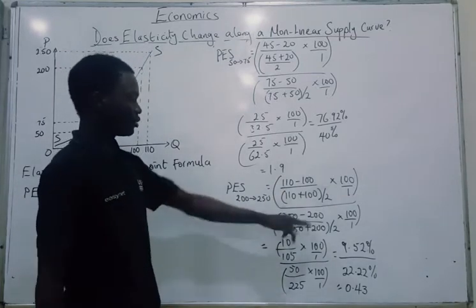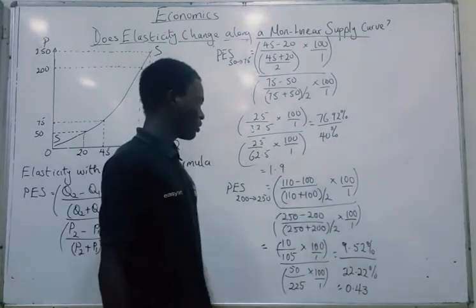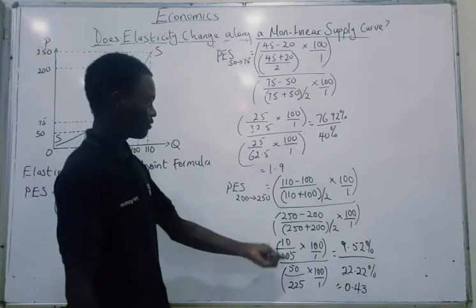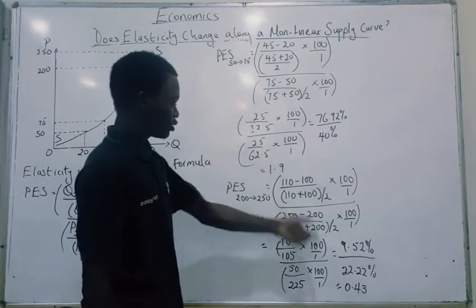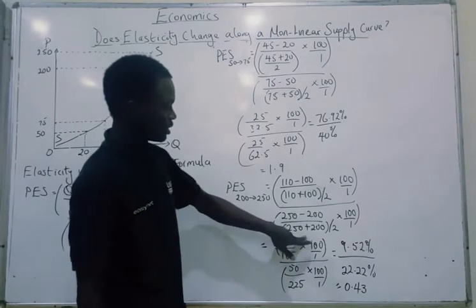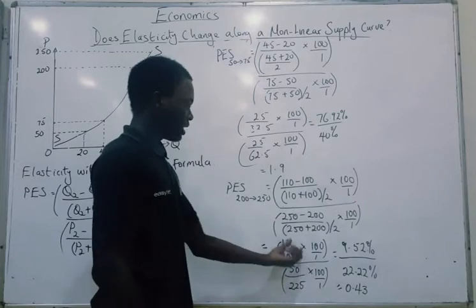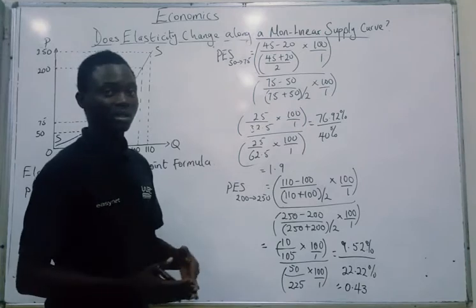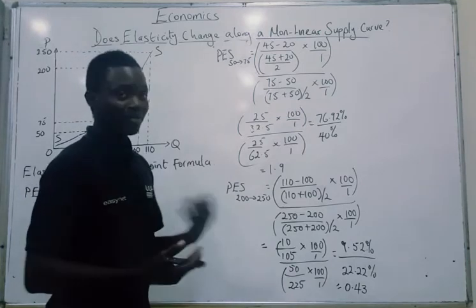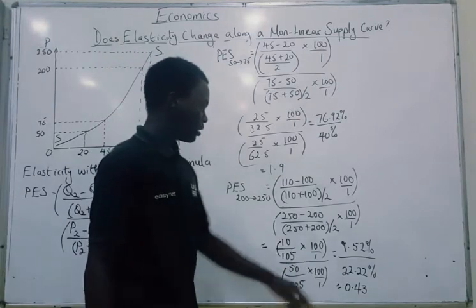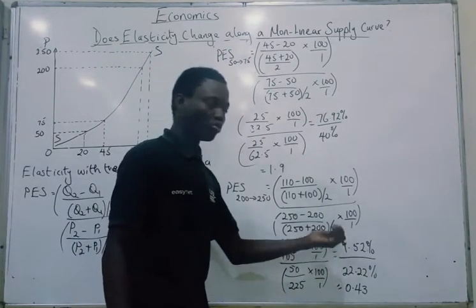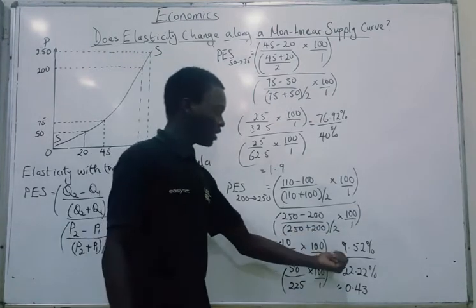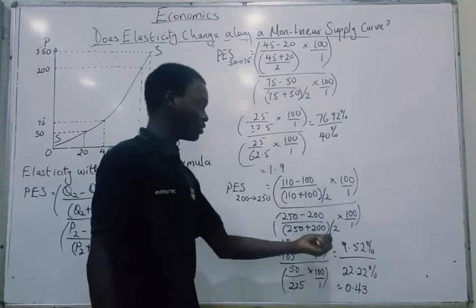This is the new price minus old price, over the average of the prices, divided by 2, times 100 over 1. Now 110 minus 100 is 10, 110 plus 100 is 210, divided by 2, that's 105, times 100 over 1. And all of that divided by 250 minus 200 is 50, then this is 450, divided by 2 is 225, times 100 over 1. Everything that happens here happens to be 9.52%, so there is a 9.52% change in quantity supplied, that is a 9.52% increase since it is positive. Then here, the price changed by 22.22%, so a 22.22% increase in price led to a 9.52% increase in quantity supplied.